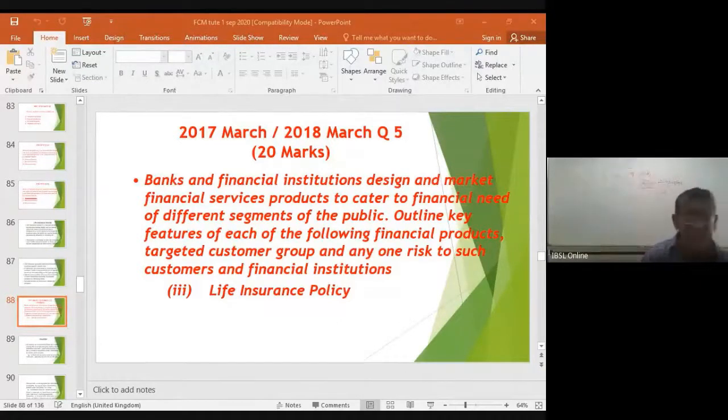Second benefit, I told you, you can use this as collateral. So the policy can be used as collateral. That is the second benefit. Third benefit, what are the other things?